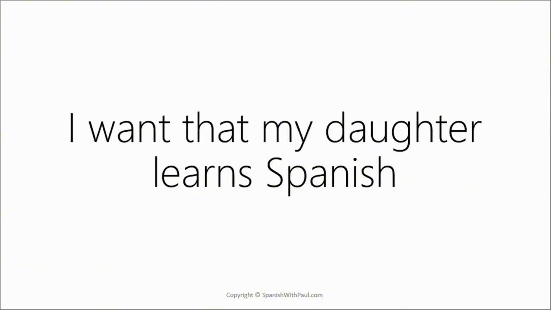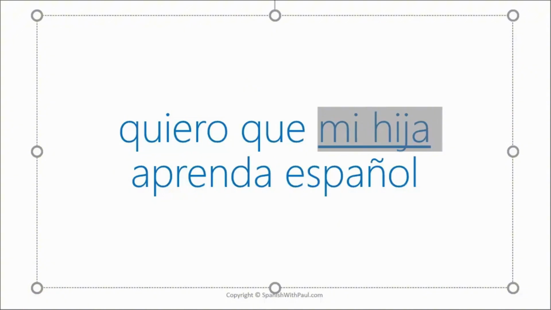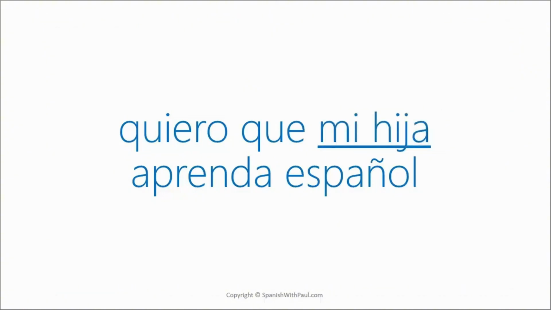It becomes, I want that my daughter learn Spanish. Now, to say that would be, quiero que mi hija aprenda español. Here we have our trigger, but instead of him or her or them, now we're mentioning a specific person, my daughter. So it works in exactly the same way, regardless of if you're saying him, her, or them, or someone specific like my daughter. So we have, once again, quiero que mi hija aprenda español.